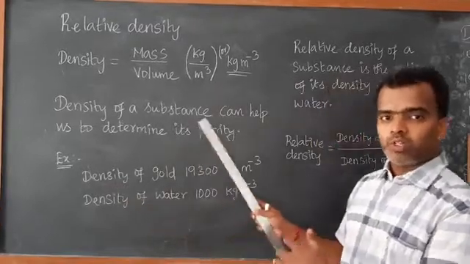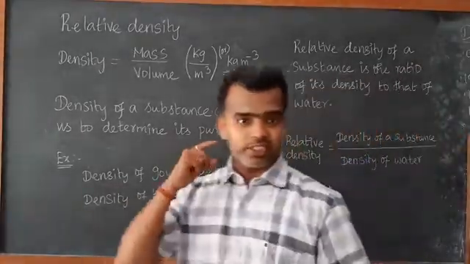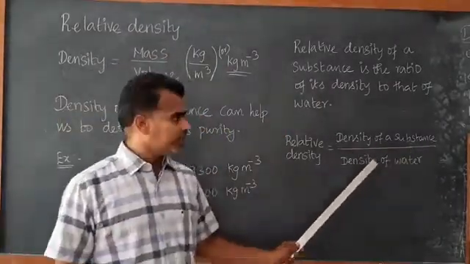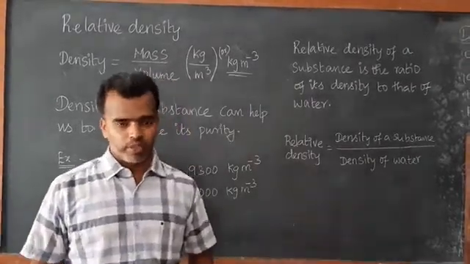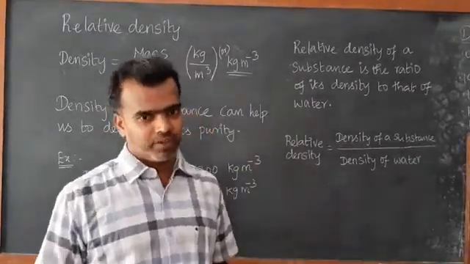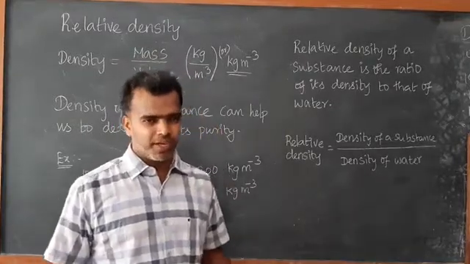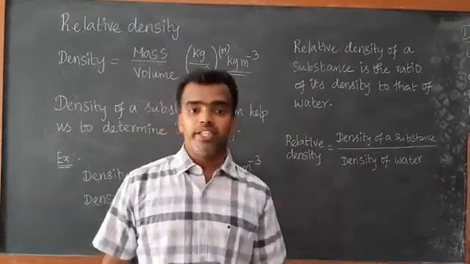We are moving on to relative density. So what is relative density? The density of a substance divided by the density of water. The reference material is always water. Why do we prefer water? It is easily available and cheap. Other substances are somewhat costly compared to water. That's why we have chosen the density of water.